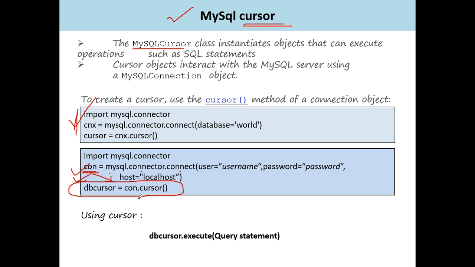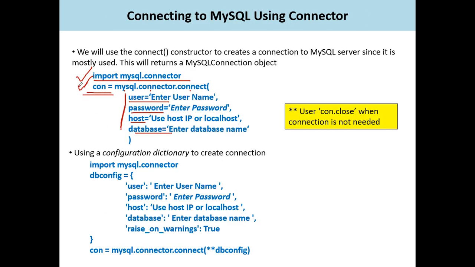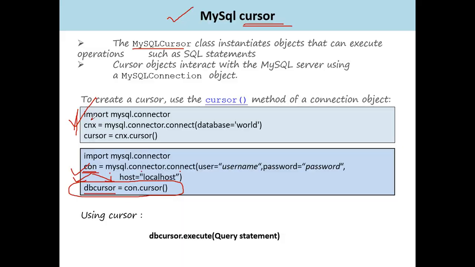Okay, using the con object, con dot cursor will give you the cursor object. I am giving the name as db cursor. This con object we have already created in the second step. So this is your first step, this is your second step, and the third step is creating a cursor.